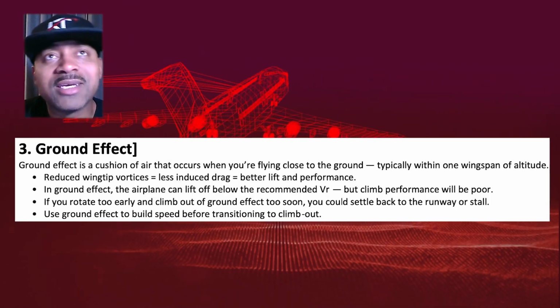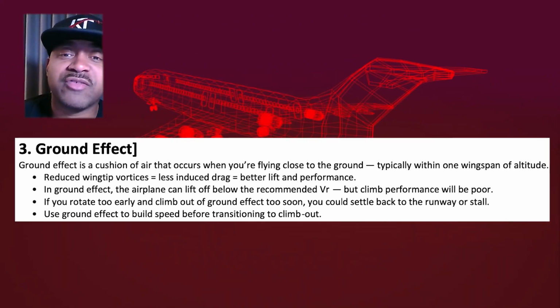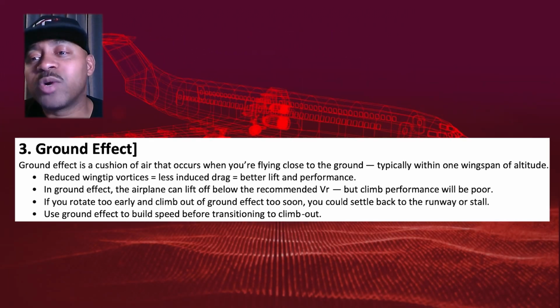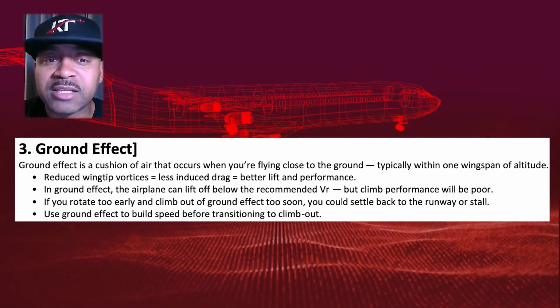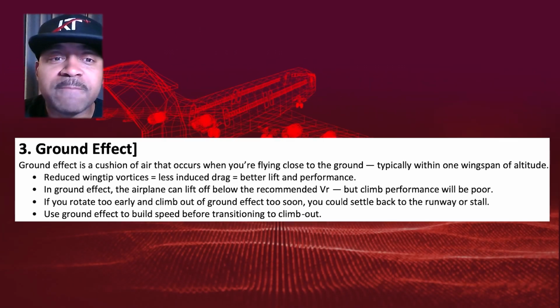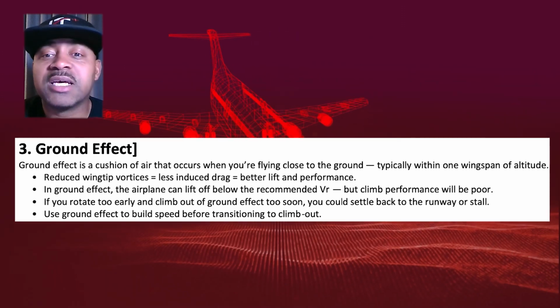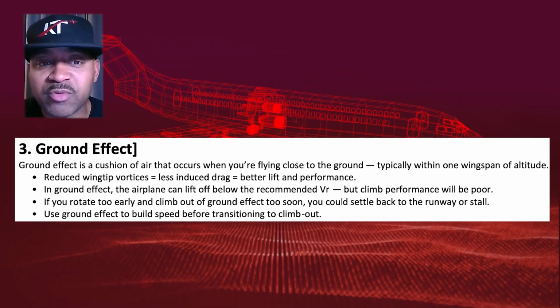One aspect of taking off is understanding what ground effect is. Ground effect is what seems like a cushion of air that occurs when you're flying close to the ground. It's typically within one wingspan of the ground, and it's caused by reduced wingtip vortices, so less induced drag means better lift and performance.